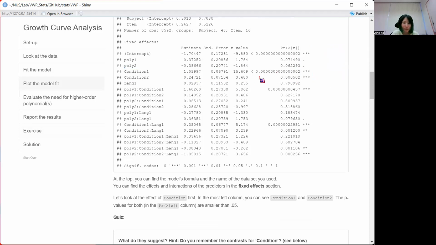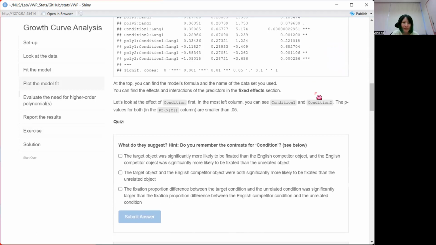Okay, we can do a quick quiz here. What do these suggest? You open the tutorial here, tick the correct answer there, and then you can submit the answer using this one here. Maybe I give you 1 minute, or let me know when you're done.